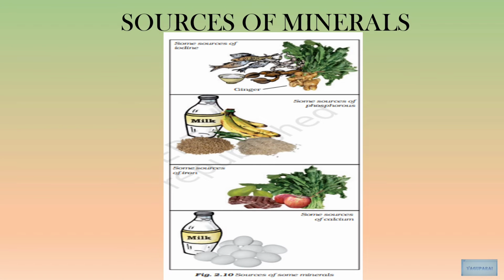Minerals are also required in small quantity, but they are very essential for the growth of our body and a healthy body. The four important minerals which are required for our body are iodine, phosphorus, iron, and calcium. Iodine is rich in food like ginger, salt, fish. Phosphorus is available in banana, grains, chili, and milk. Iron is available in all the greens, green vegetable, and liver of animal. While calcium is available in two important food items, one is milk, the other one is egg.